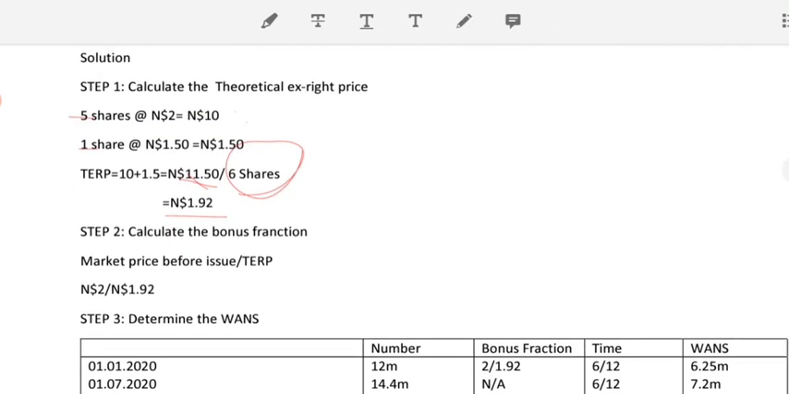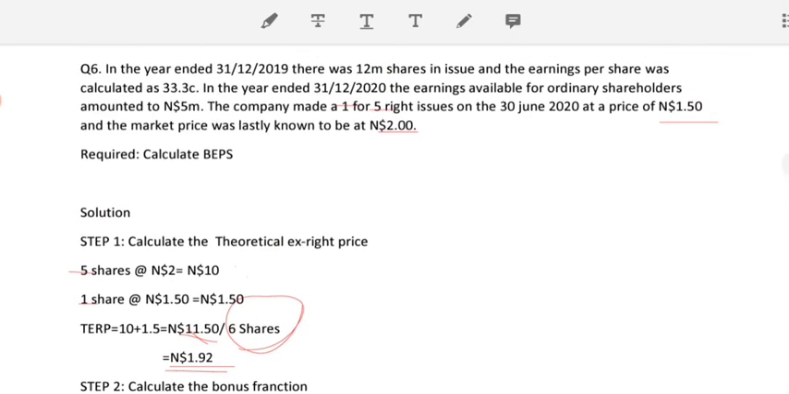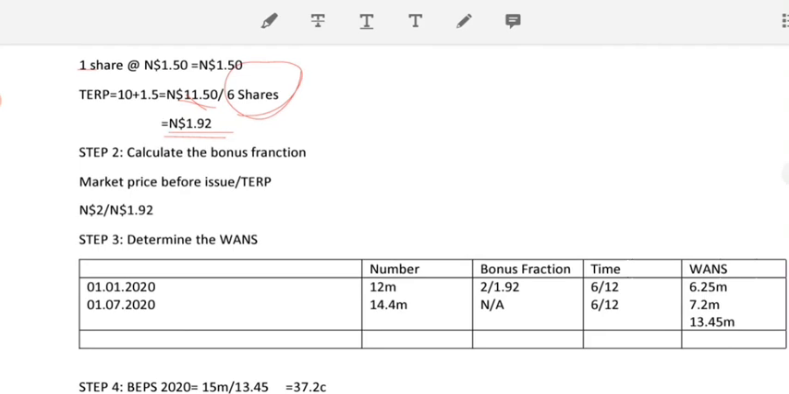Step number 2 is to calculate the bonus fraction. With the bonus fraction, we take our market price before issue divided by TERP. This is TERP, and this is the market price. 2 divided by 1.92. Okay, that's the bonus fraction.